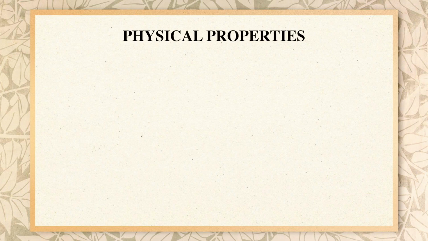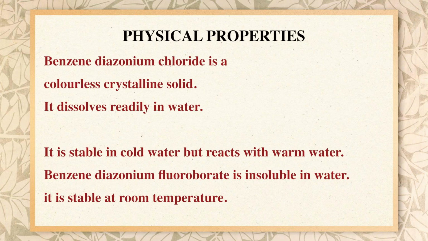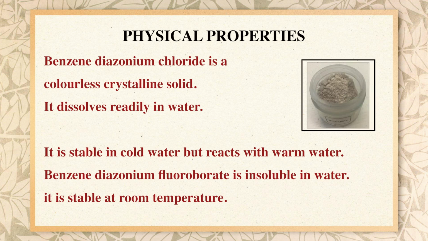Dear learners, let us move on to its physical properties. Benzene diazonium chloride is a colorless crystalline solid. It dissolves readily in water. Next, it is stable in cold water but reacts with warm water. Children, please note that benzene diazonium fluoroborate is insoluble in water. It is stable at room temperature.